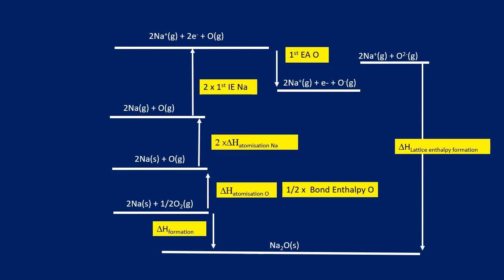But we need to do it in two stages, because we need to put both electrons on the same oxygen. So it's not 2 times the first electron affinity. It's the first electron affinity to put the first electron on, and that's a negative change. The second step is to put the second electron on. So we're doing the first electron affinity to make O minus. We're then doing the second electron affinity to make O2 minus. And that second electron affinity is positive.